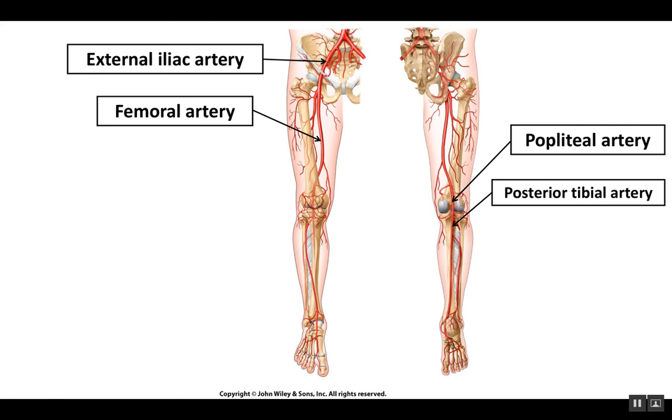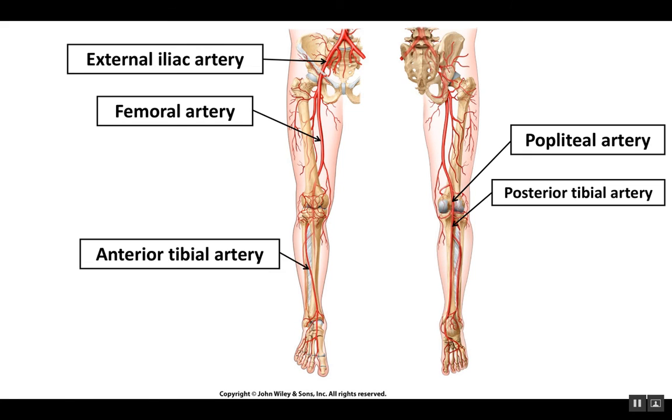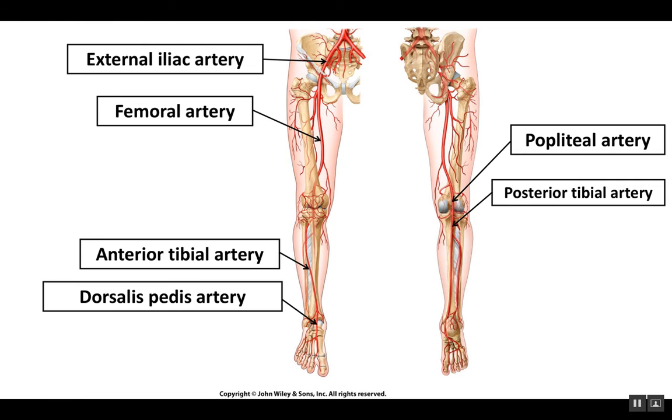Then it's going to split into the tibials. The posterior tibial is going to stay in the back. The anterior tibial is going to pop through the front and run along the front of the tibia, hence the anterior tibial. So then there's an artery directly in front of the tibia and directly behind the tibia. That anterior tibial eventually goes into the foot and is called the dorsalis pedis, or dorsal artery of the foot.